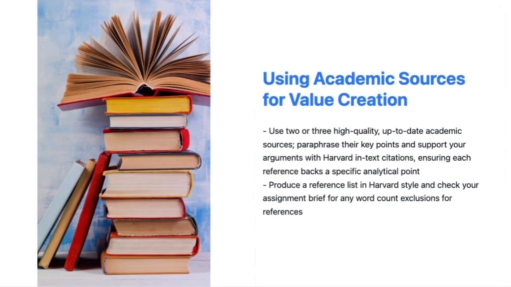For your sources, you'll need to draw on 2 or 3 high-quality, up-to-date academic sources that talk about value creation and impact measurement in people practice. Paraphrase the key points and use Harvard in-text citations to back up your arguments. Make sure each reference is supporting a specific analytical point. At the end, build a reference list following Harvard guidelines and check your assignment brief for any word count exclusions for references.